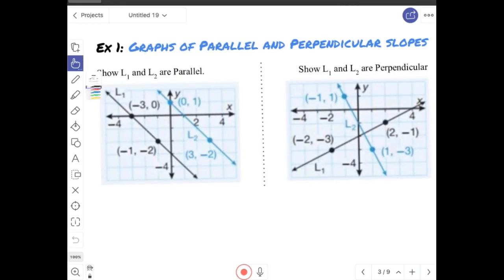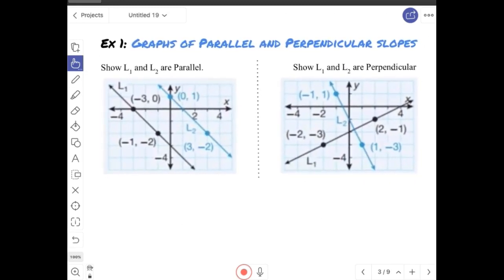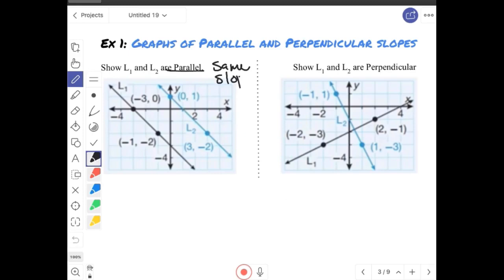And jumping right into it, graphs of parallel and perpendicular slopes. So we want to show that these two lines are parallel to one another. So remember, if things are parallel, they have the same slope. So I'm going to use the slope formula because it says show. I know we can look and see, but if it says show, then we're really trying to prove that those things are parallel.